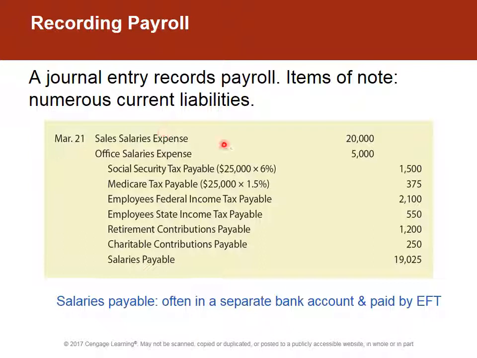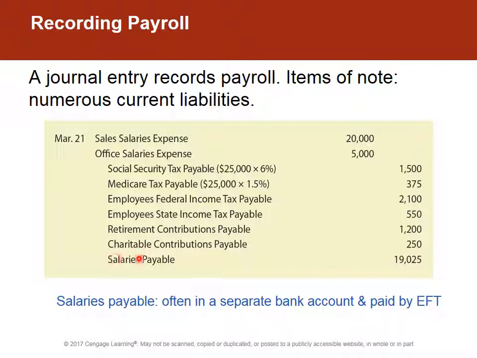So they record their employees' expenses and their salaries. And then here are all of the liabilities. Every single one of these is a current liability. They've done the calculations for all the different withholdings. And finally, they've got salaries payable.